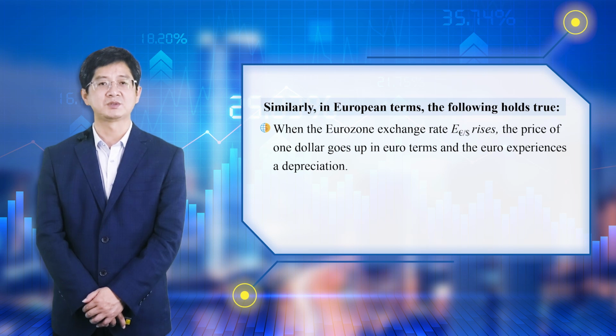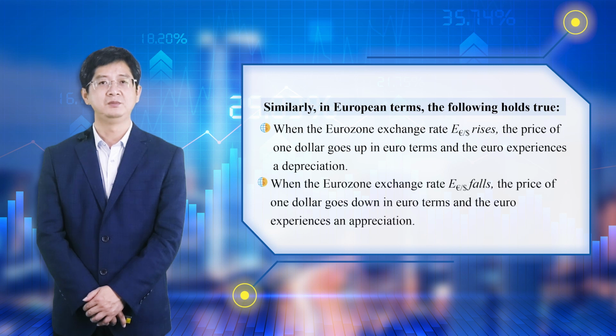Similarly, in European terms, the following holds true. When the Eurozone exchange rate rises, the price of $1 goes up in euro terms and the euro experiences a depreciation. When the Eurozone exchange rate falls, the price of $1 goes down in euro terms and the euro experiences an appreciation. If the dollar is appreciating against the euro, the euro must simultaneously be depreciating against the dollar, because they are the reciprocal of each other.